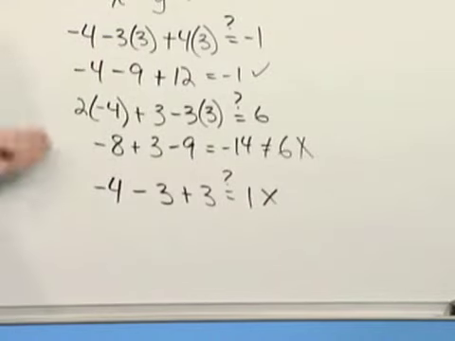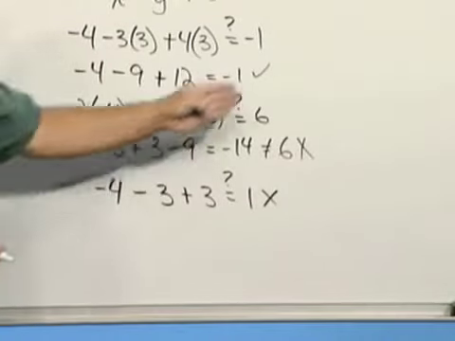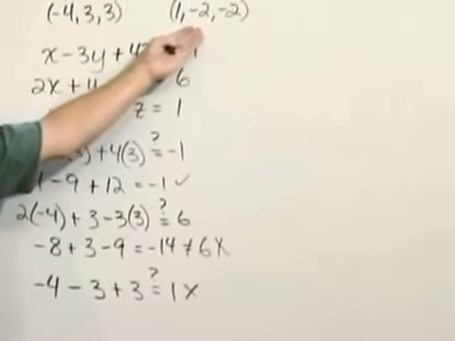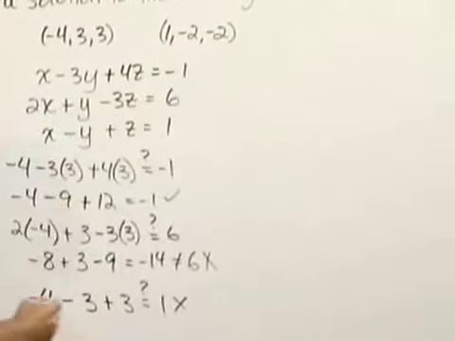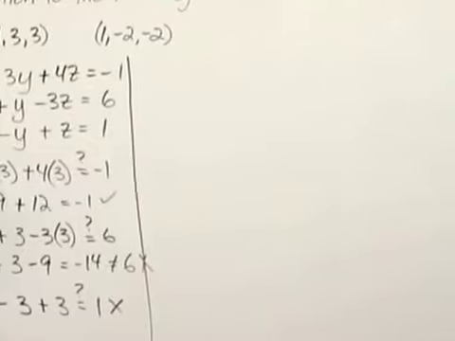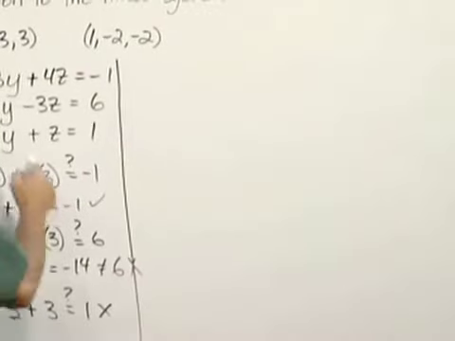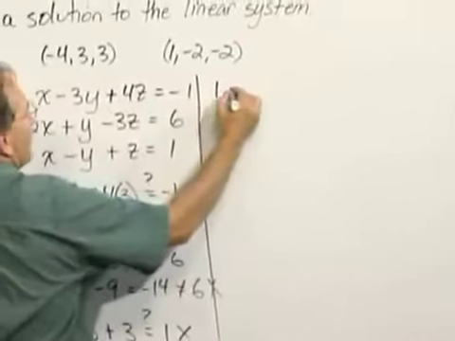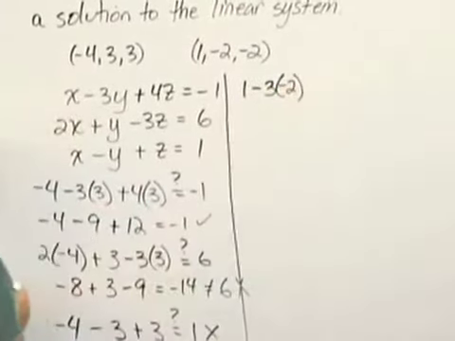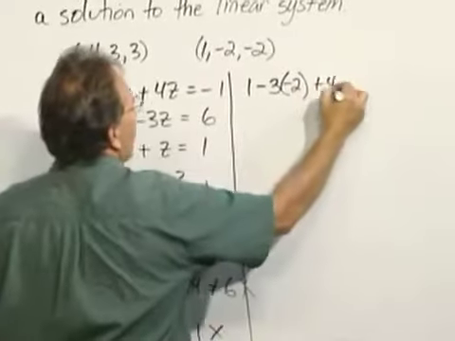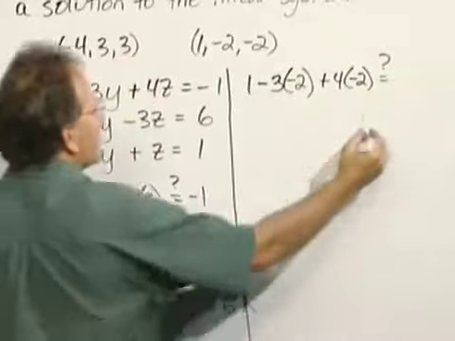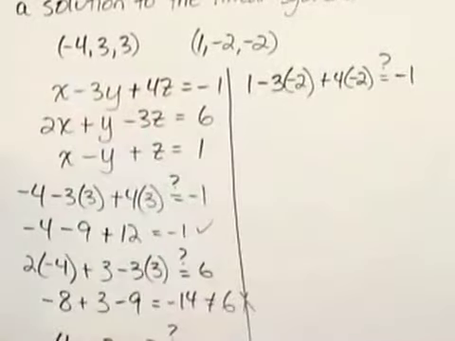So now, let's do that same exercise over here, substituting in this point of (1, -2, -2). So let's draw a line so that we don't get interfered. So we substitute 1 for x. 1 minus 3 times y, and y is -2, plus 4 times z, and z is -2. And we want to know, does that equal -1?